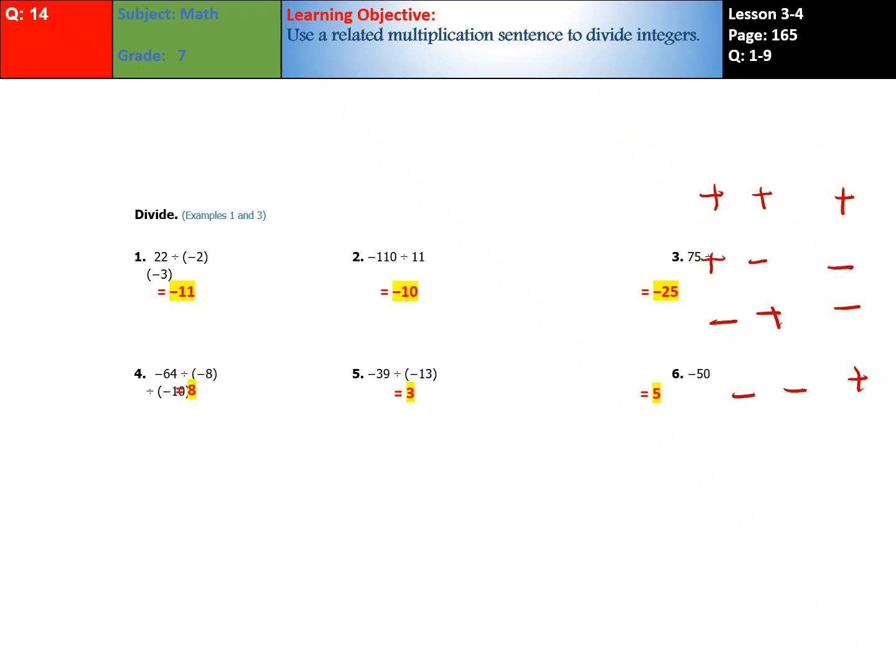So -39 divided by -13 is 3. Both of them were negative, so the answer is positive. -64 divided by -8 is 8. Both of them were negative, so the answer is positive. Here one of them is positive, one of them is negative. That's why the answer is negative.